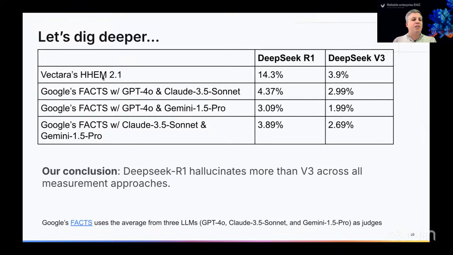But if you look at DeepSeek with HHEM, you see a big difference. The non-reasoning model, V3, is not the top of the chart, but it's pretty decent. That's a pretty decent hallucination rate. But then this one is pretty big.